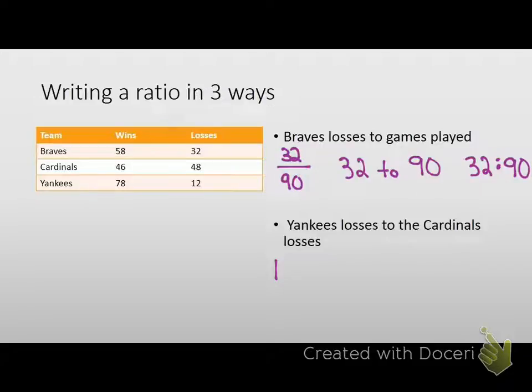What about Yankees losses to Cardinals losses? 12 to 48. Whoa, hold on. Yeah, that's 48 right there. So 12 to 48, all 3 ways. All right, any questions on writing ratios?